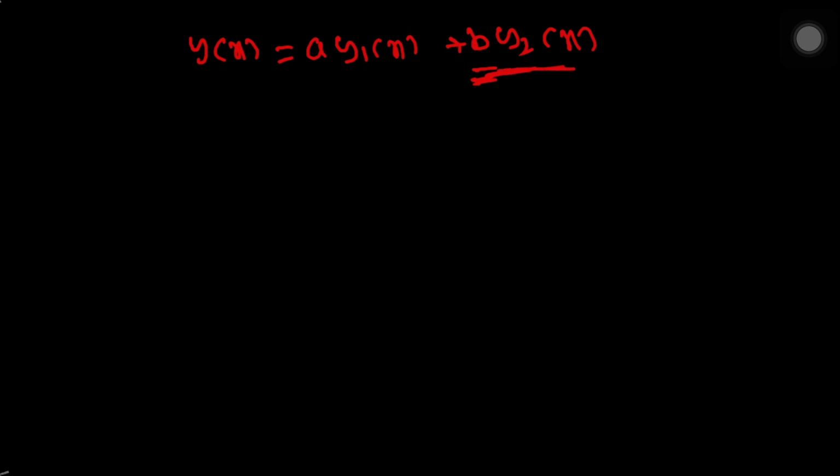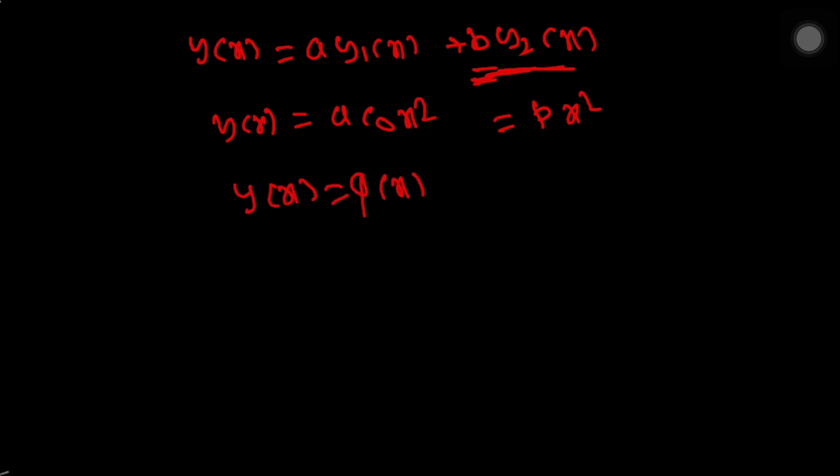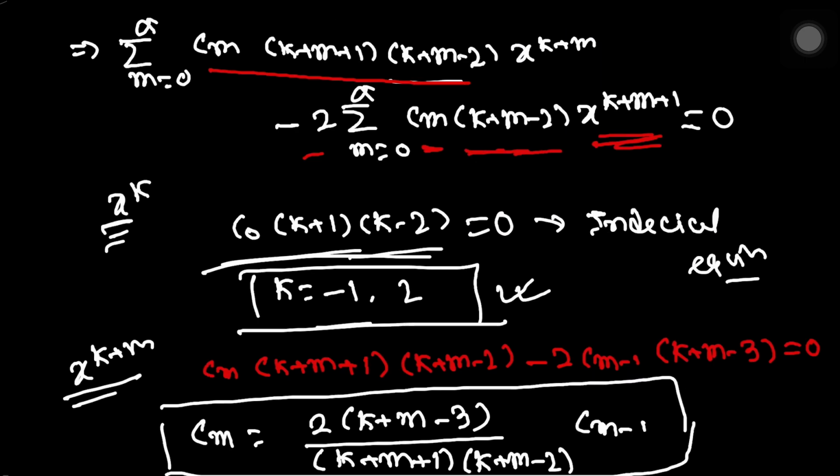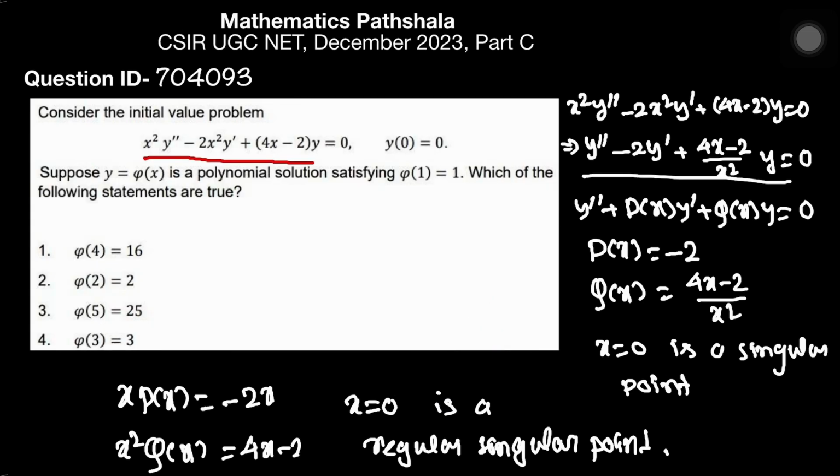Here y2(x) equal to 0, so only a c0 x square is the solution. So we can write this as p x square. Again, given that y(x) equal to phi(x), so here we get phi(x) equal to p x square. Also given that phi(1) equal to 1, it implies p equal to 1, so basically we get phi(x) equal to x square. If I put phi(4), we get 4 square, so 16. So option 1 is true.